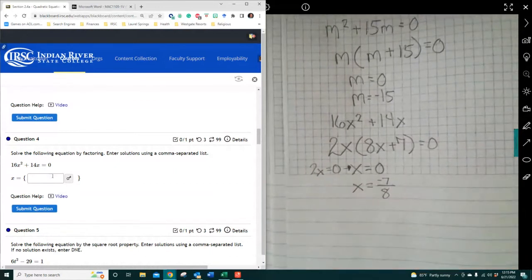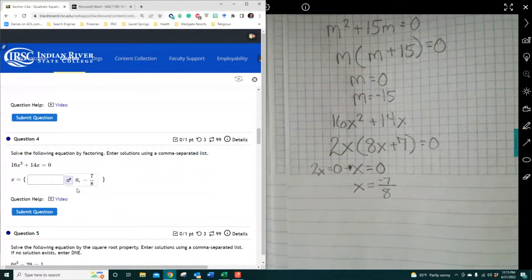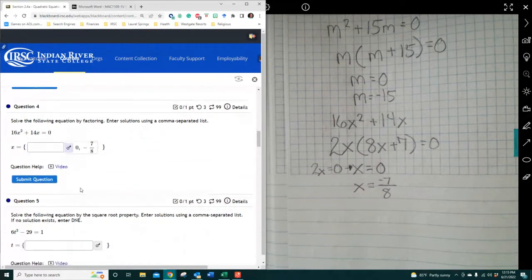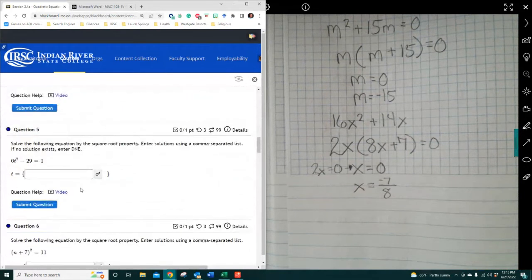There's my answer, is 0 and then -7/8. And there's the answer that I'm giving you. So as much as I am going pretty quick about this, it is not impossible. I'm using very simple strategies to help you understand how to go about doing these problems.